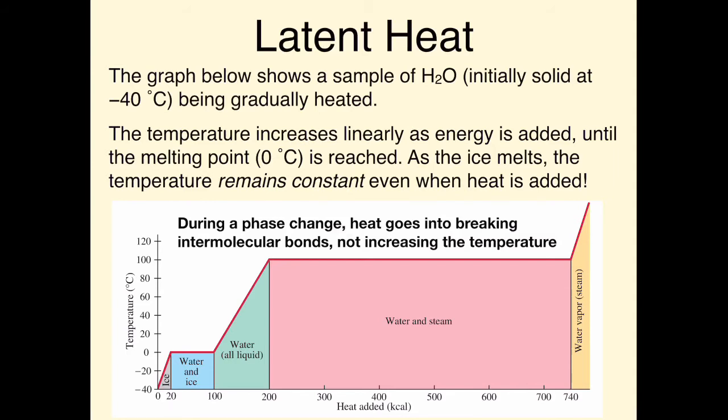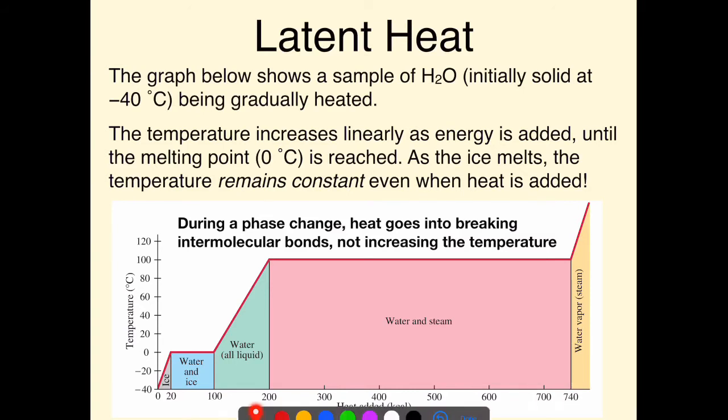I want to introduce this concept by showing you some experimental data. At the bottom of the screen, you see a graph. And what this graph is showing you is what happens when we take a sample of water, H2O, and gradually add heat to it. The starting state of this sample is that it's at negative 40 degrees Celsius and it's all solid ice. The graph on the vertical axis is showing you the temperature of this sample. So the temperature in degrees Celsius is on the vertical axis. And on the horizontal axis is the total amount of heat that we've added to the sample.